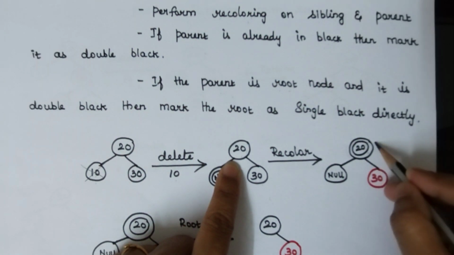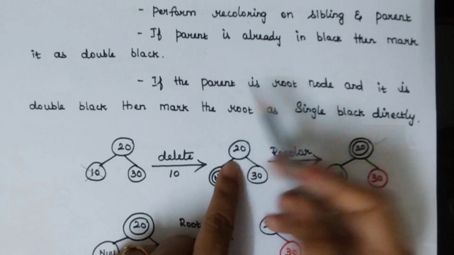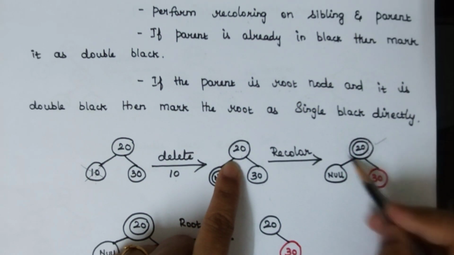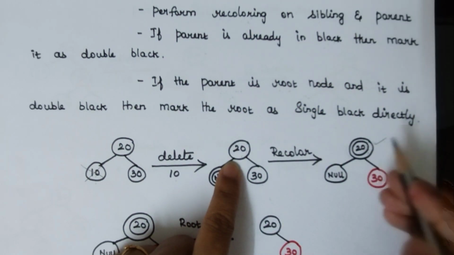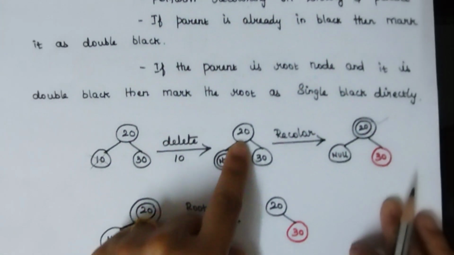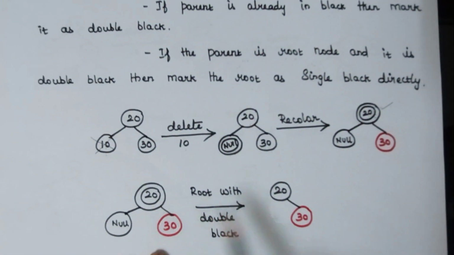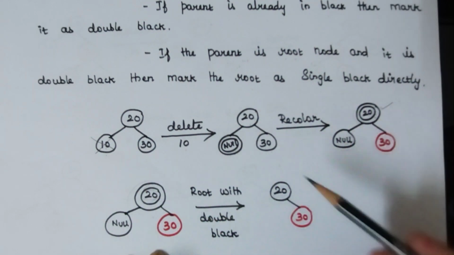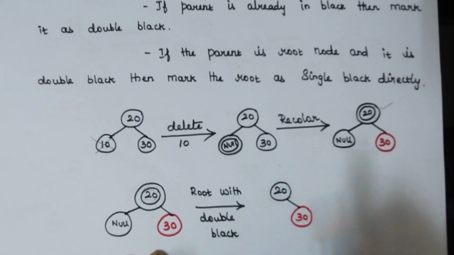Now this is the root node, this is this condition, this property. If the parent is the root node and it is double black, then you can mark it directly as a single black because this is a root node. After doing that, this will be your result. Now it is double black, and this is converted into a single black directly without performing any operation.